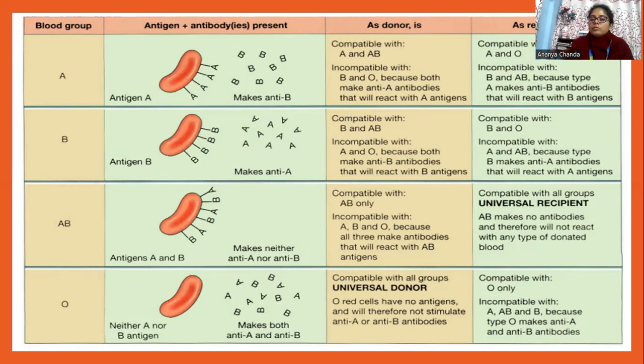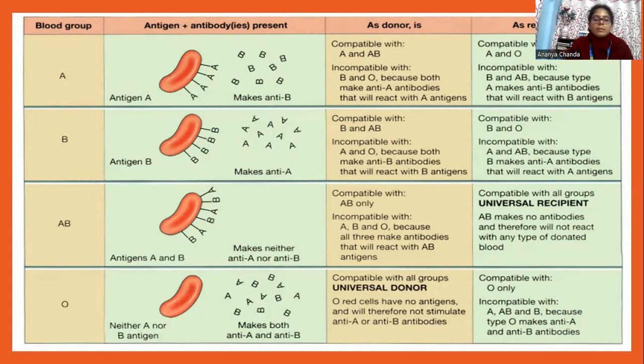Right? And as a recipient, from whom can he or she take the blood? From the A and O. But it will be incompatible with the B and AB. Why? Because B makes the antibody B, and that will react with the antigen B.